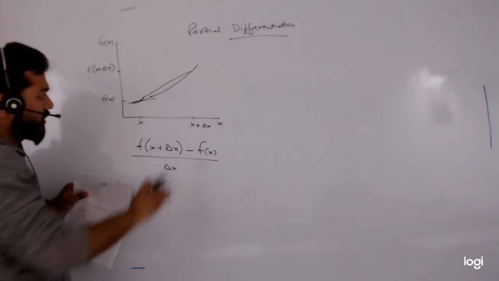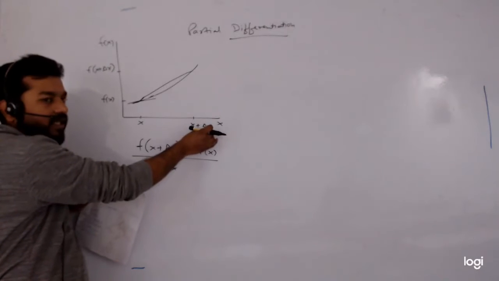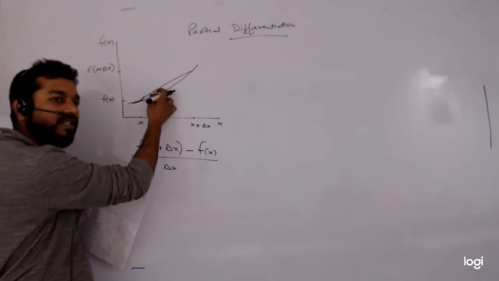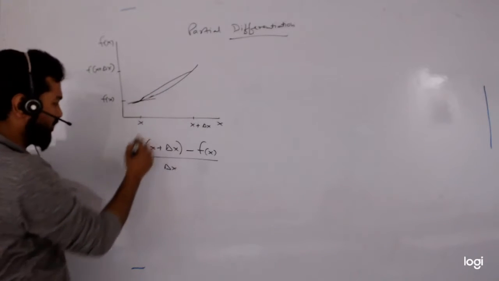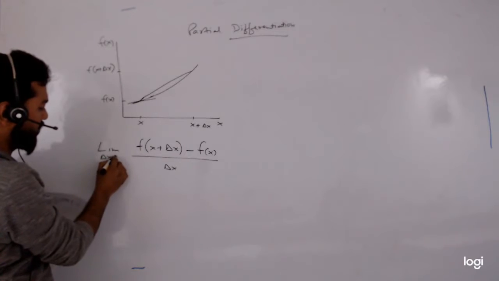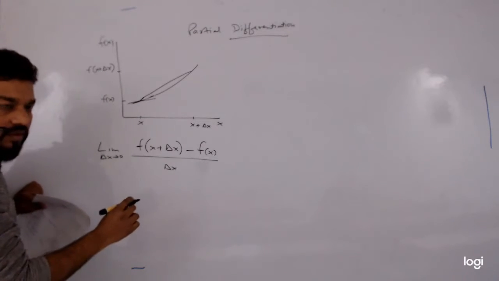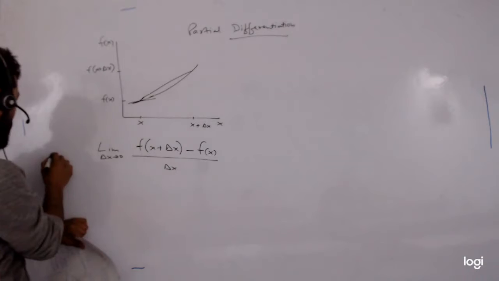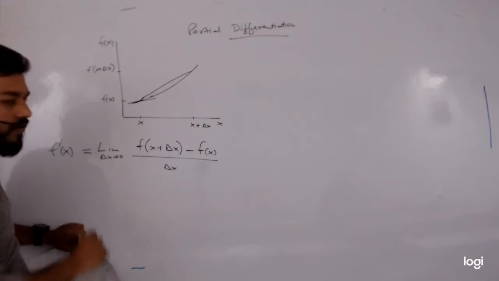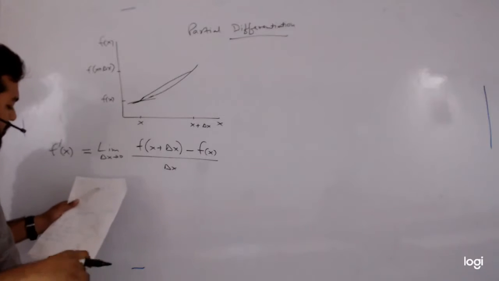Now, if you make delta x smaller and smaller, this secant is going to tend towards this tangent. That would be the limit as delta x tends to 0, and we'll label this f prime of x.